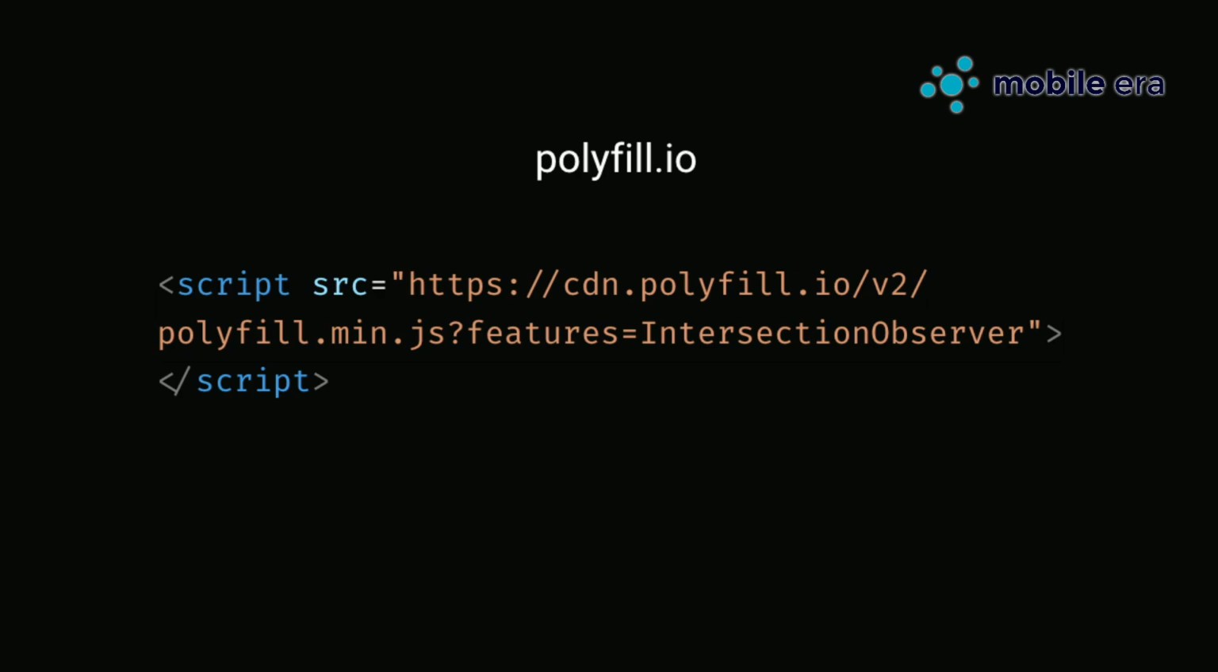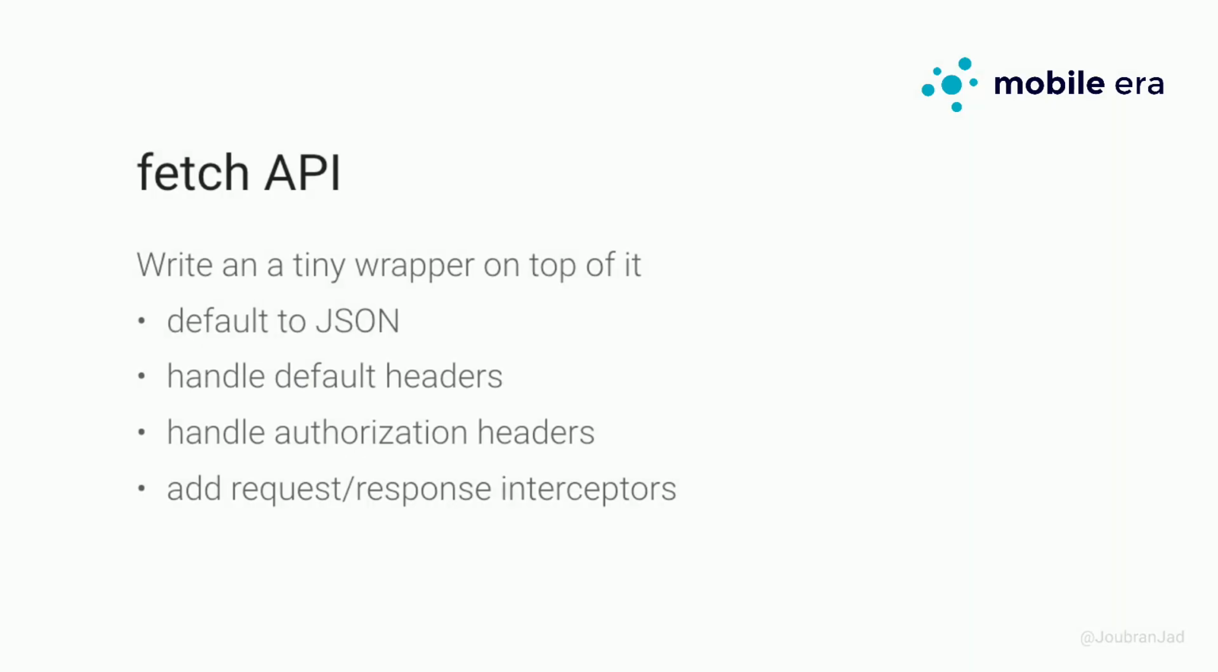And again, coming to the fetch API, you probably don't really need the library on top of it. You can just write your own class, and then you can do all sorts of cool things. If you're working with JSON, just default to JSON all the time, handle errors, add default headers, authorization headers, and even request and response interceptors.